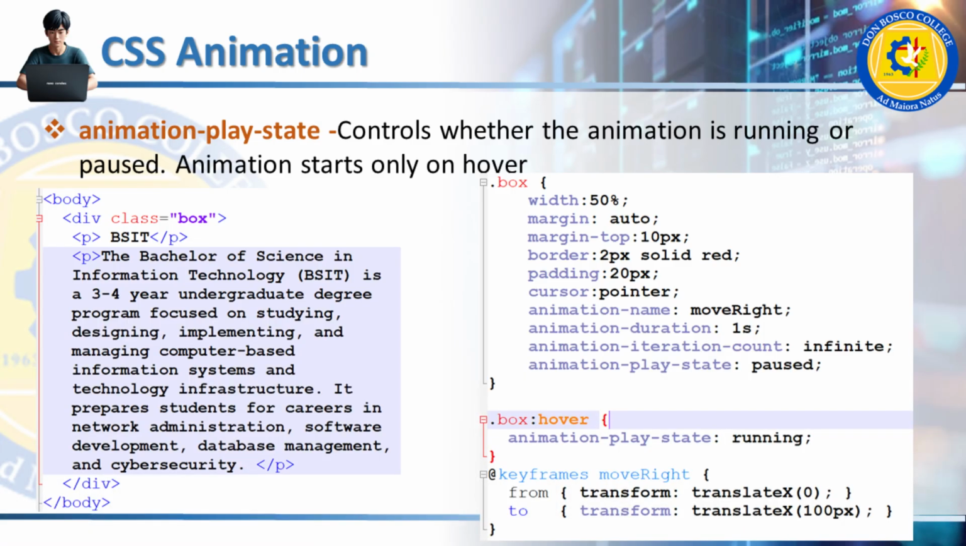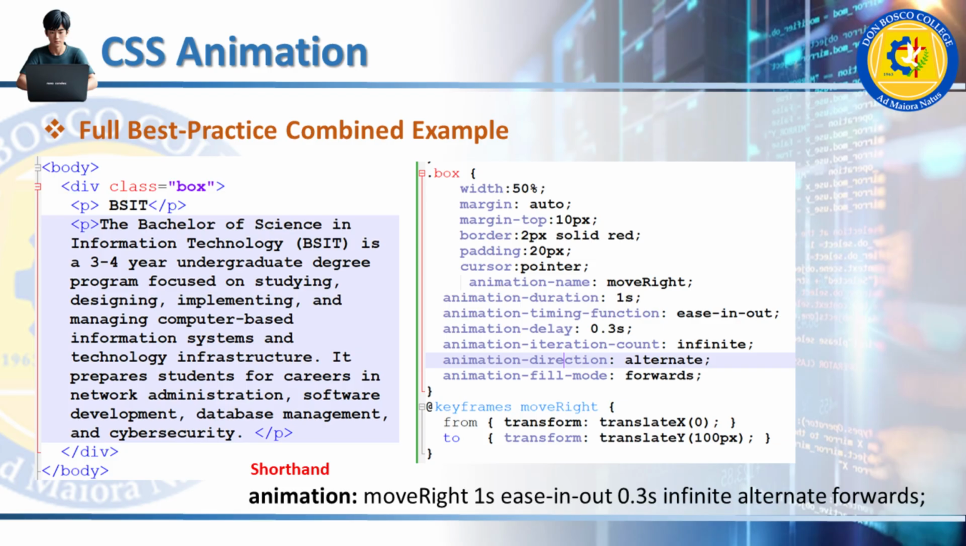For the next example, please practice on your own. The next property is animation-play-state, which defines whether an animation is running or paused. Here is the full best practice and example for using the long format of CSS animation properties. Below is the shorthand declaration for CSS animations.